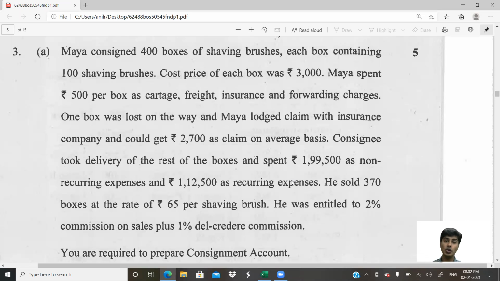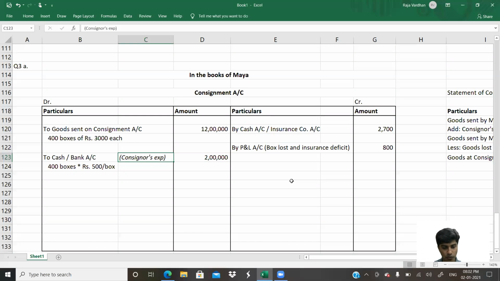Remember the first thumb rule that I told? All the expenditure, whether incurred by consignor or incurred by consignee, always is to be borne by the consignor. And where would it appear? In the consignment account. So in my consignment account, I would write here. I would not write to cash or bank like the way I wrote for the consignor's expense. Why? It is the consignor who's preparing this. Maya is the consignor. The consignee has paid the expense. So Maya, the consignor, has to reimburse this expense to the consignee. So it is payable to the consignee. So I'll write to consignee account.